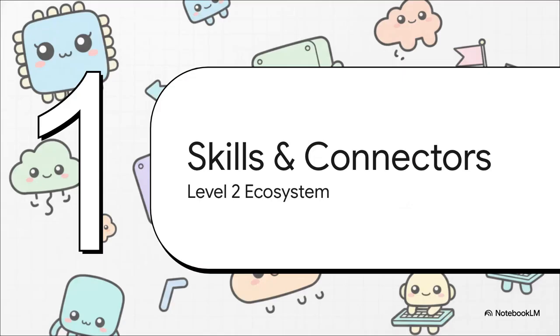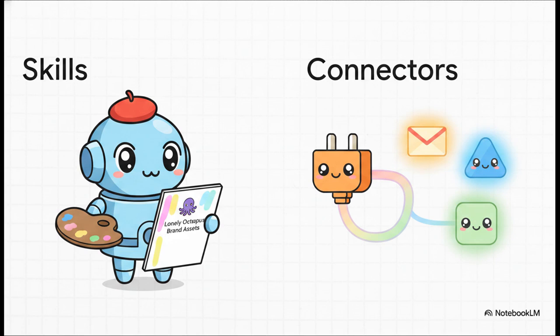Section 3, skills, connectors, and plugins. We are now entering the level 2 ecosystem. Our local agent relies on a few core building blocks to pull this off. First up, we have skills. Think of skills as highly specific, reusable instructions. Say you build a great dashboard but hate the default colors. You can feed the agent a folder of your brand assets, like a brand called Lonely Octopus, and tell it to create a brand book. You save that as a skill. From then on, you just say, apply brand, and boom, it updates any visual file with your exact fonts and colors.